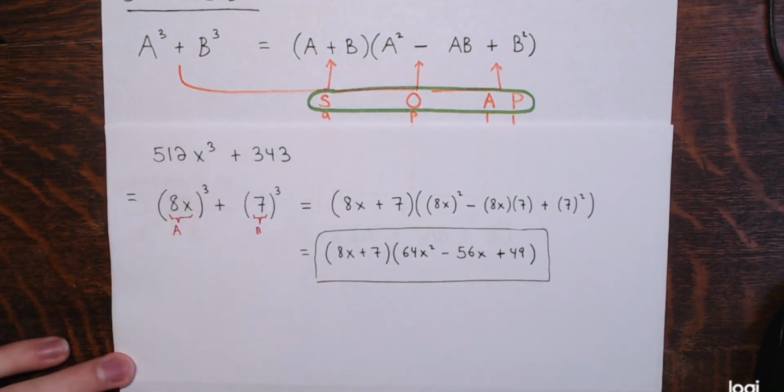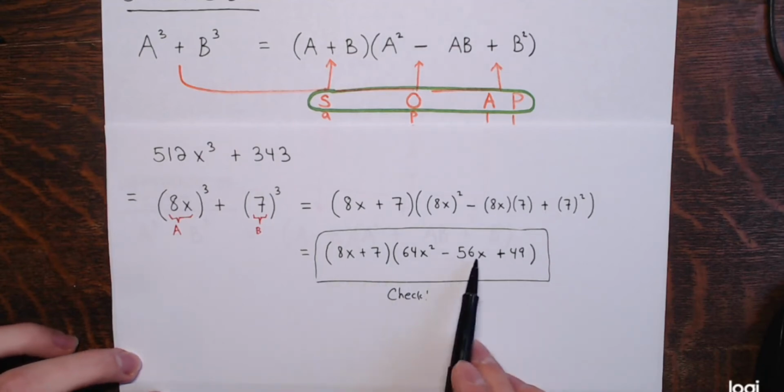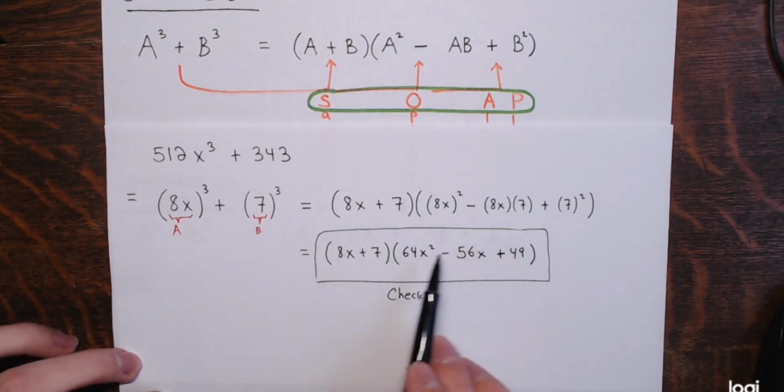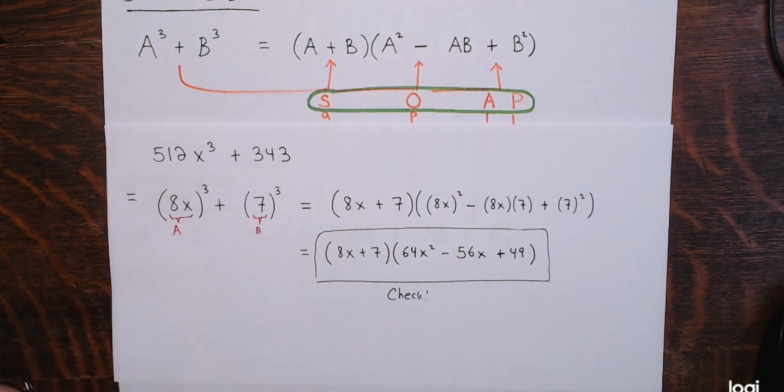And you can check. Don't forget to check it if you want. Multiply these two: distribute the 8x to these three, then distribute the 7 and combine like terms, and you'll end up with 512x cubed plus 343, I promise you.